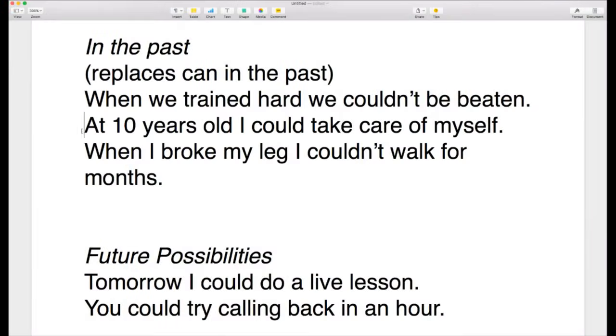The next example sentence I've got here is, at 10 years old, I could take care of myself. In fact, I was having a conversation recently with a lady who has a 14-year-old son who can't cook himself dinner, who can't even make toast, who can't wash his own clothes, who can't clean his own room. She does everything for him because he just says, I can't do it. I can't. I don't know how to.